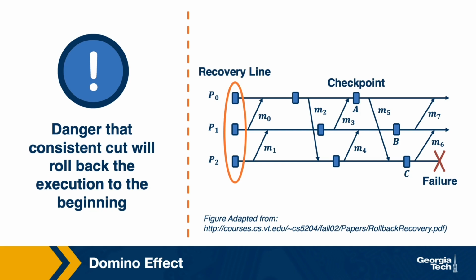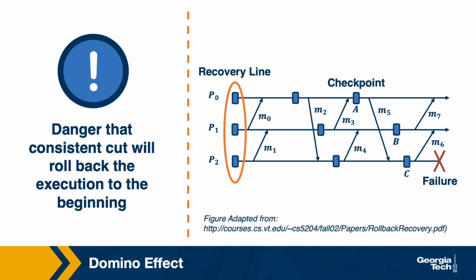Consider this slightly modified execution, and now suppose process P2 fails and rolls back to checkpoint C. Now the rollback invalidates the sending of the message M6, and so P1 must now roll back to checkpoint B. Now, when we roll back P1 to checkpoint B, we eliminate the effects of message M6. However, we now have to also eliminate the effects of message M7. Now we need to roll back process P0 to checkpoint A.